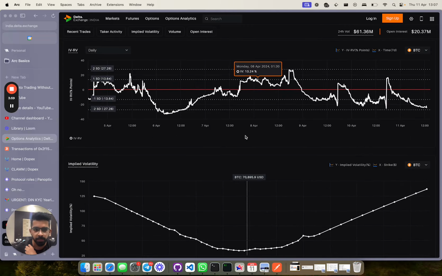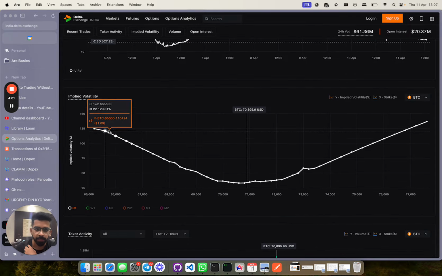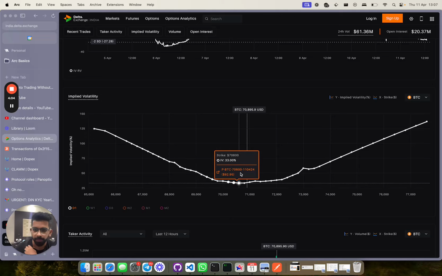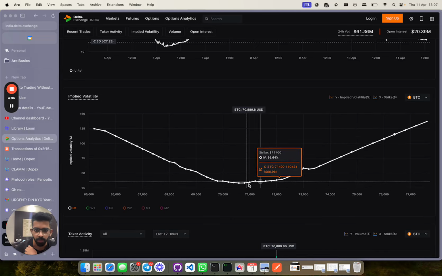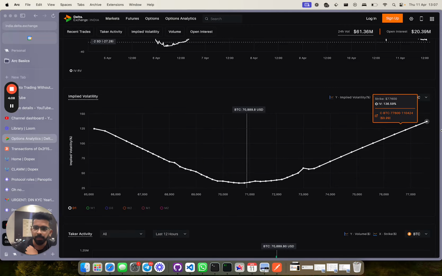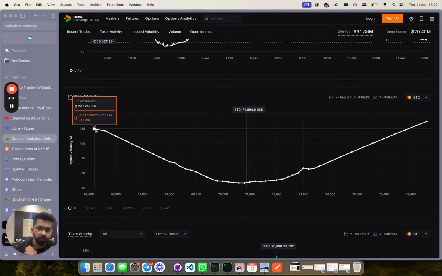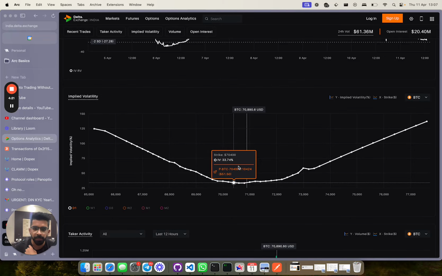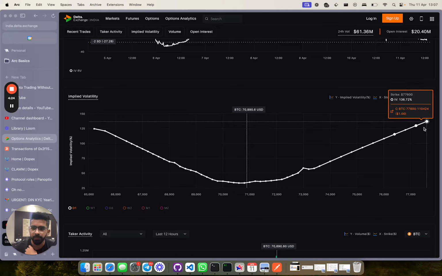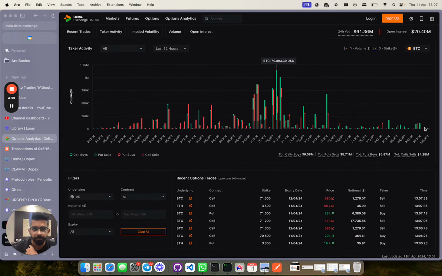This is the IV minus RV chart. This is the implied volatility smile curve, which tells us the implied volatility on all strikes. As you can see, the implied volatility is higher towards the OTM call options, about 136%, whereas for the OTM put options it is only 124%. So the traders are expecting the market to go up. That is why they are continuously buying OTM call options, which has led to an increase in the implied volatility.